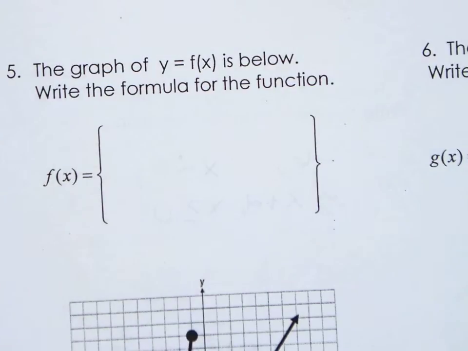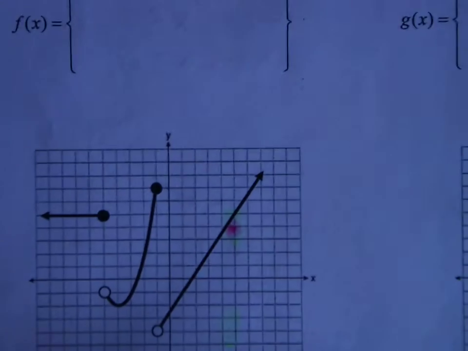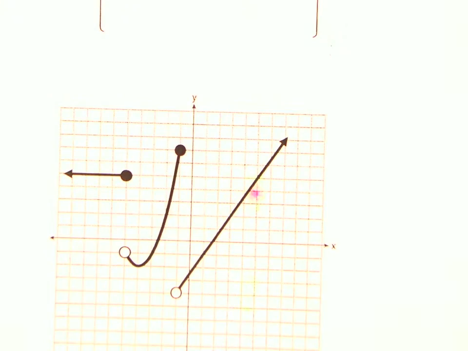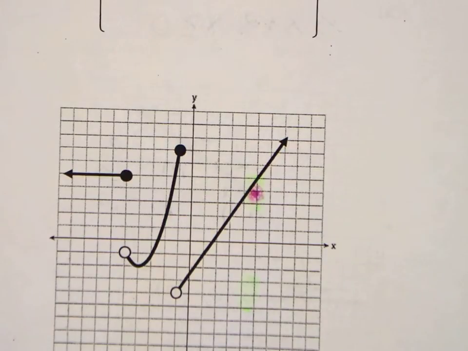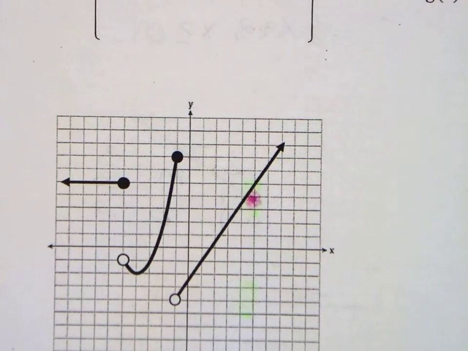Number 5. Now, number 5 is slightly different. Sorry, my light's turned off. Number 5 is slightly different because there's 3. That's number 1. And number 2, the parabola, is slightly different.